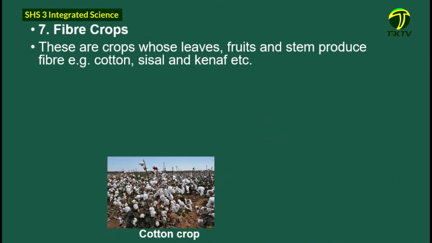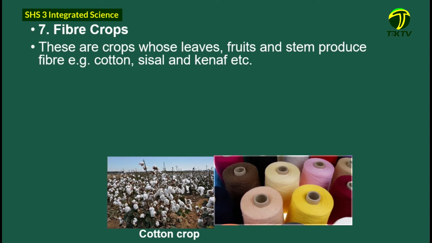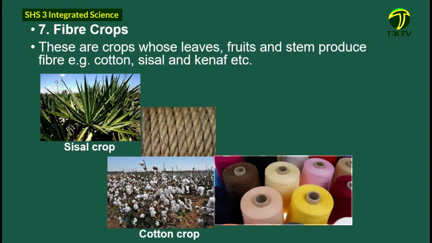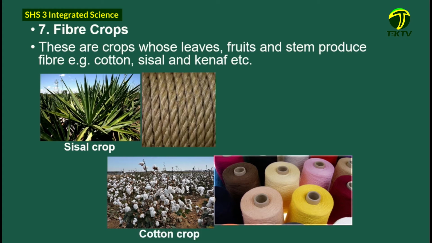Then our next class of crops are fiber crops. These are crops whose leaves, fruits, and stem produce fiber. Examples include cotton, sisal, quinoa. As you can see from the diagram, sisal crop can be used to produce the rope which is nearby the crop.